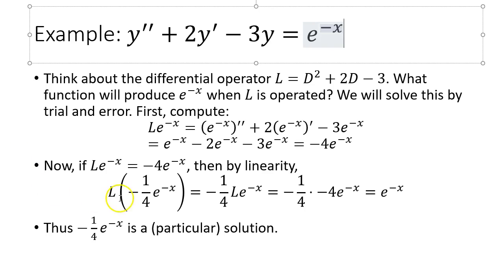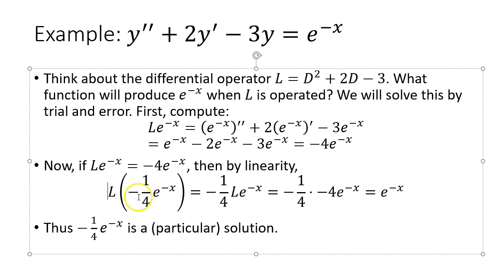So do this. Apply L to negative 1/4 e to the negative x. You see the purpose of this negative 1/4, right? By linearity, this constant multiple can be pulled outside, and when you apply L to e to the negative x, we already know that it produces negative 4 e to the negative x. Therefore, when you cancel the negative 1/4 with negative 4, you get e to the negative x. What does that tell you? It's a solution of L of something equals e to the negative x. Therefore, this is a particular solution to the above differential equation.